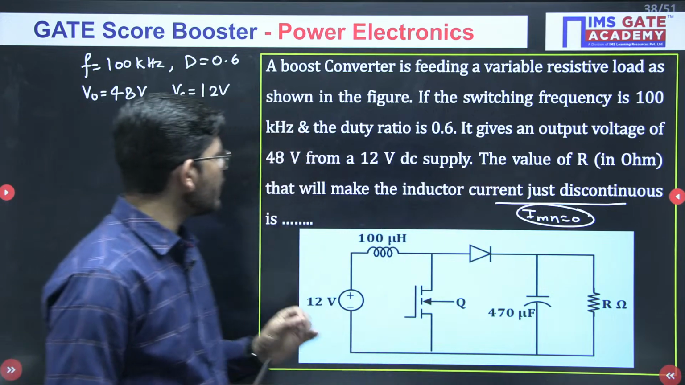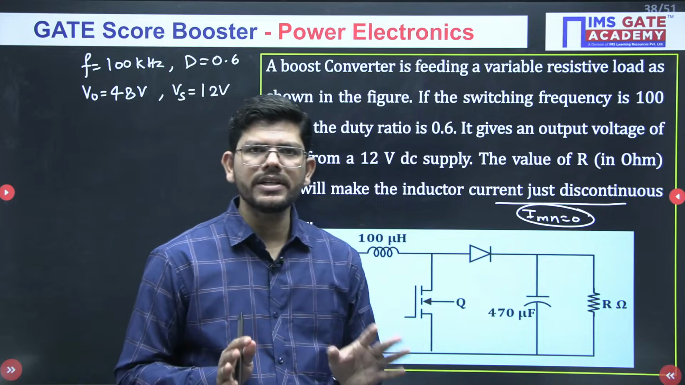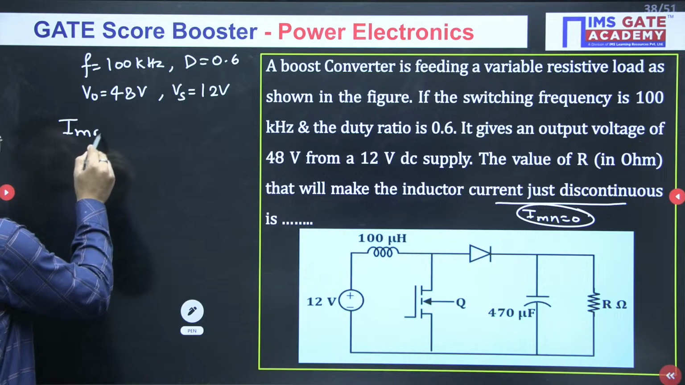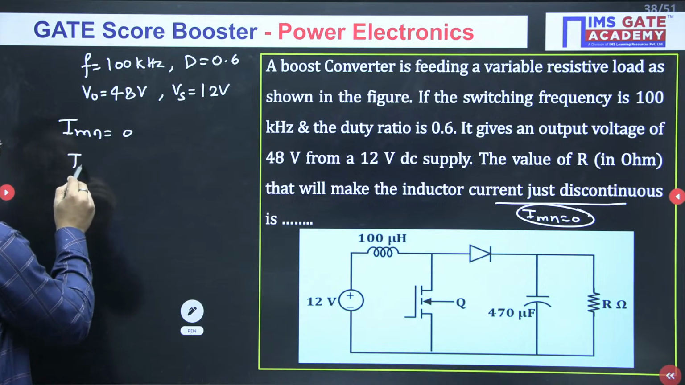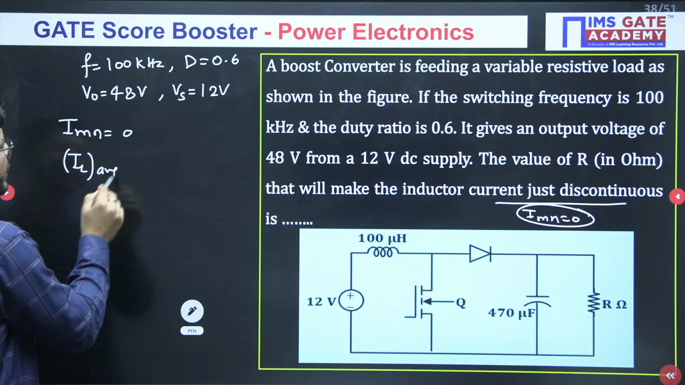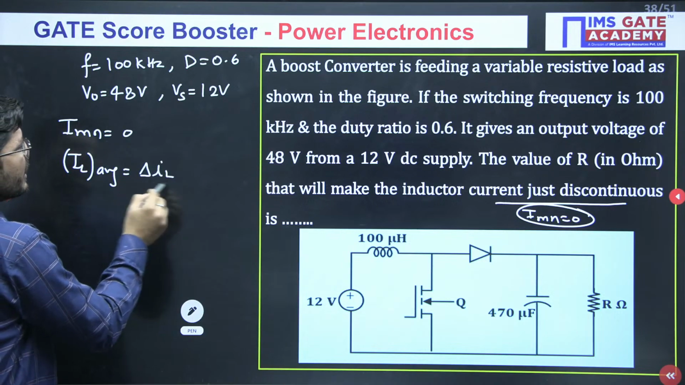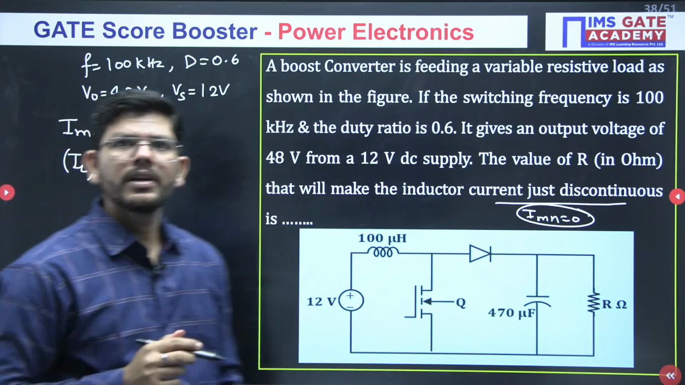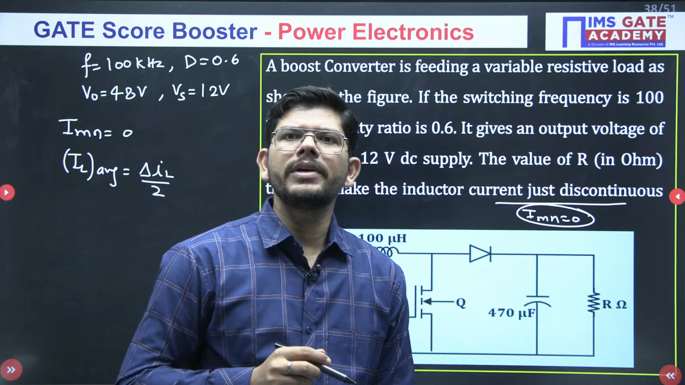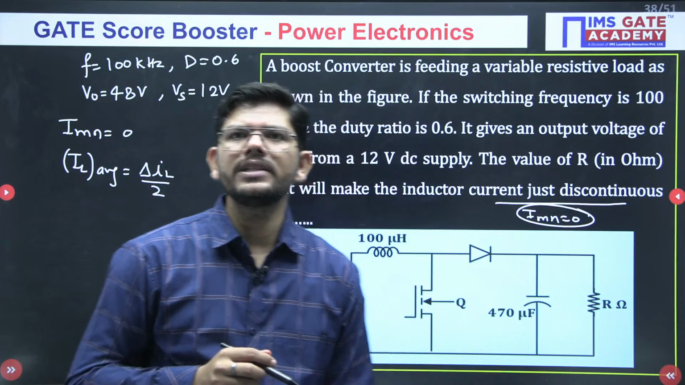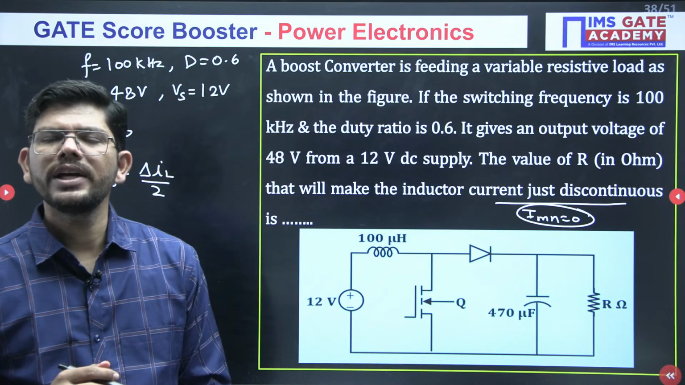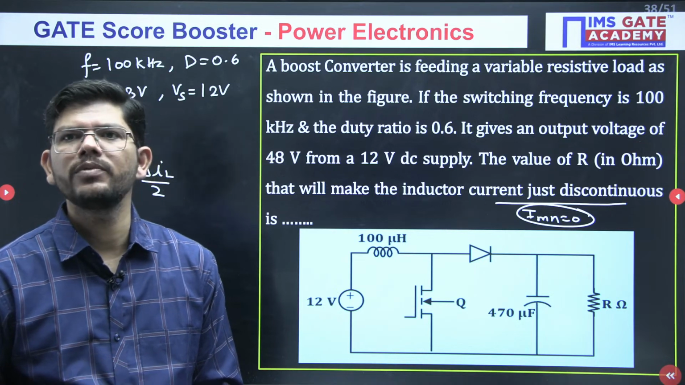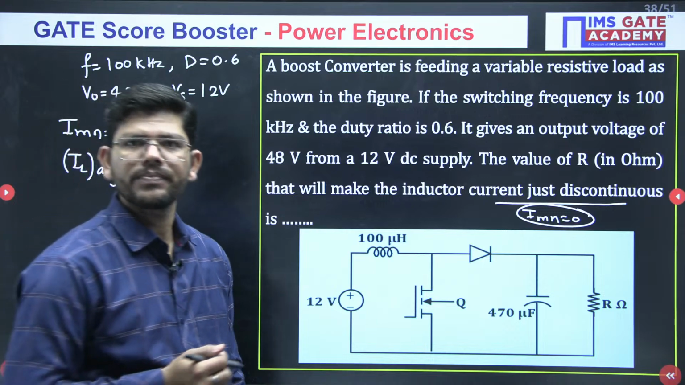What we have to calculate here is the value of R that will make the inductor current just discontinuous. Whenever we have this condition that I minimum is 0, your IL average will become equal to delta IL by 2. Now, when you further solve it, Nilmesh, are you asking anything? Delta IL is T on into Vs upon L. Yes, you can write it. D upon F is DT, and DT means T on into Vs by L.